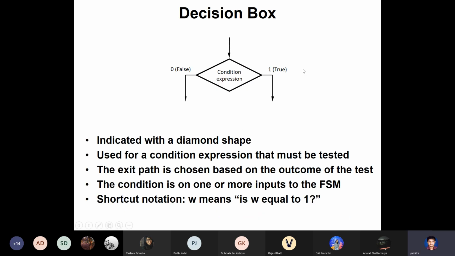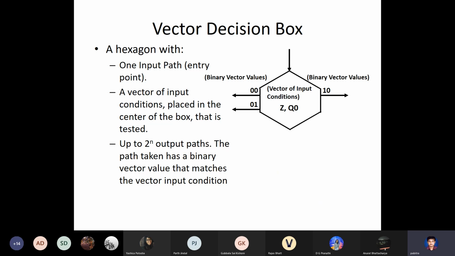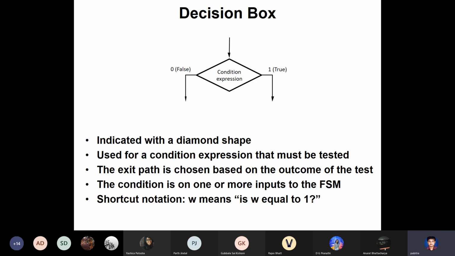Okay, so this decision box is indicated by a diamond shape, used for a condition expression that must be tested, usually on the input value, input bits, input signals. You have an exit path. The condition is usually one or more of the inputs. Sometimes, just like in C, you can just write W, which is implicit for W equals 1. This is a binary decision box.